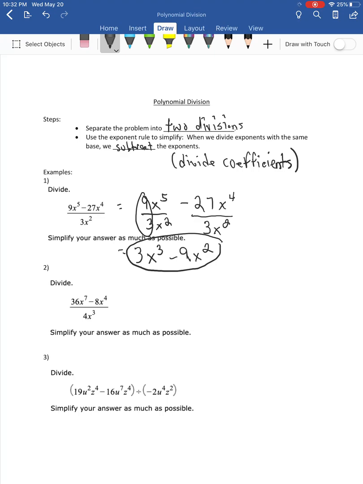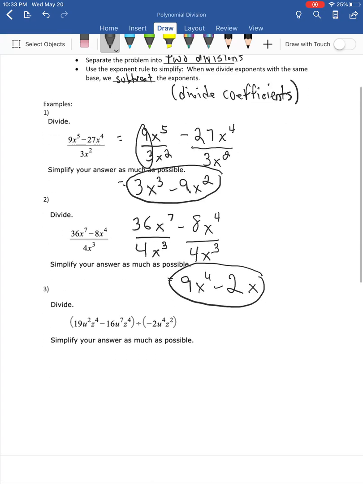Okay, number 2, again, we're going to separate out into two separate problems. So we're going to write this as 36x to the 7th over 4x cubed minus 8x to the 4th over 4x cubed. Now we'll do the division. 36 over 4 is 9. X to the 7th over x to the 3rd is x to the 4th. 8 over 4, of course, is 2. Negative 8 over 4 is negative 2. X to the 4th divided by x to the 3rd is just x.